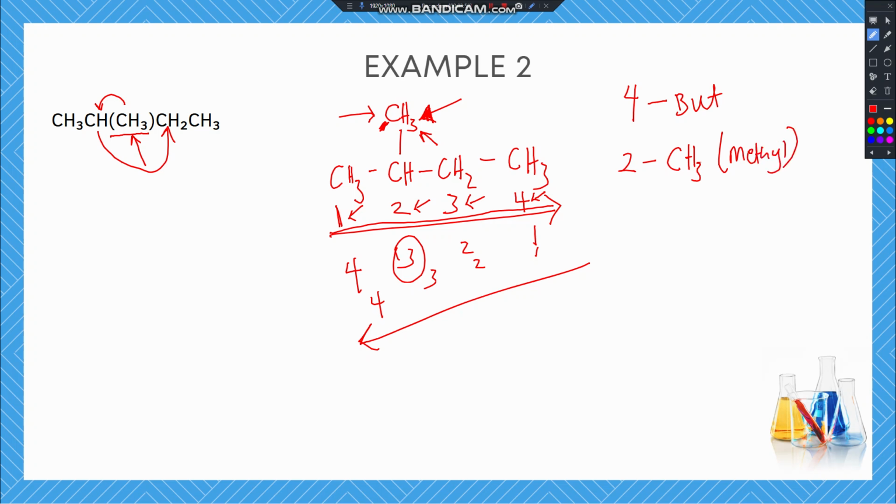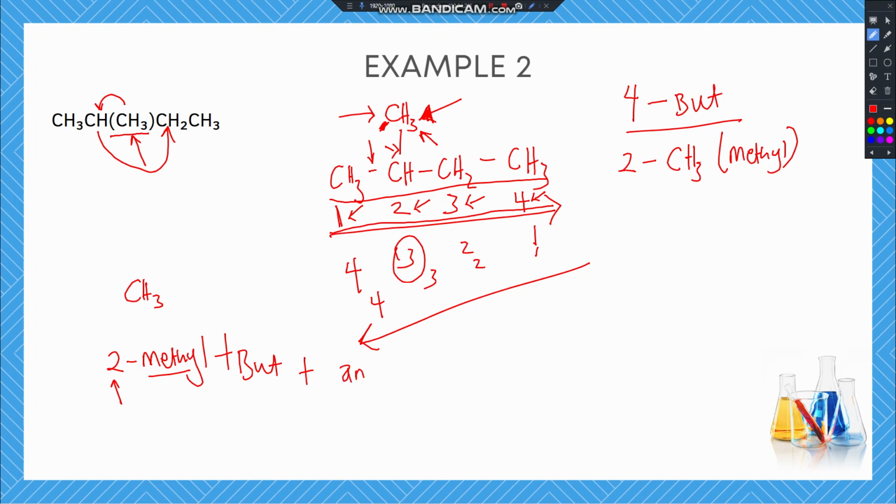So to name that, we'll have the prefix 2-methyl. That number 2 shows the position of the methyl branch, and methyl shows that the branch is CH3. The parent chain has 4 carbon atoms, so that gives us BUT, and then it is an alkane because only single bonds are present throughout the structure, so we have ane as the suffix. Altogether we have 2-methylbutane as the name of the compound.